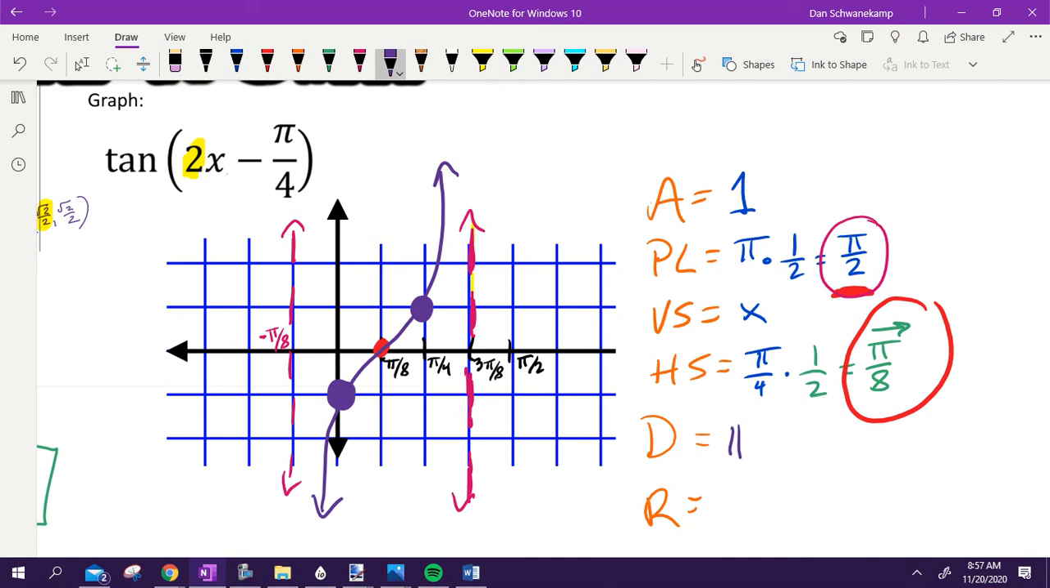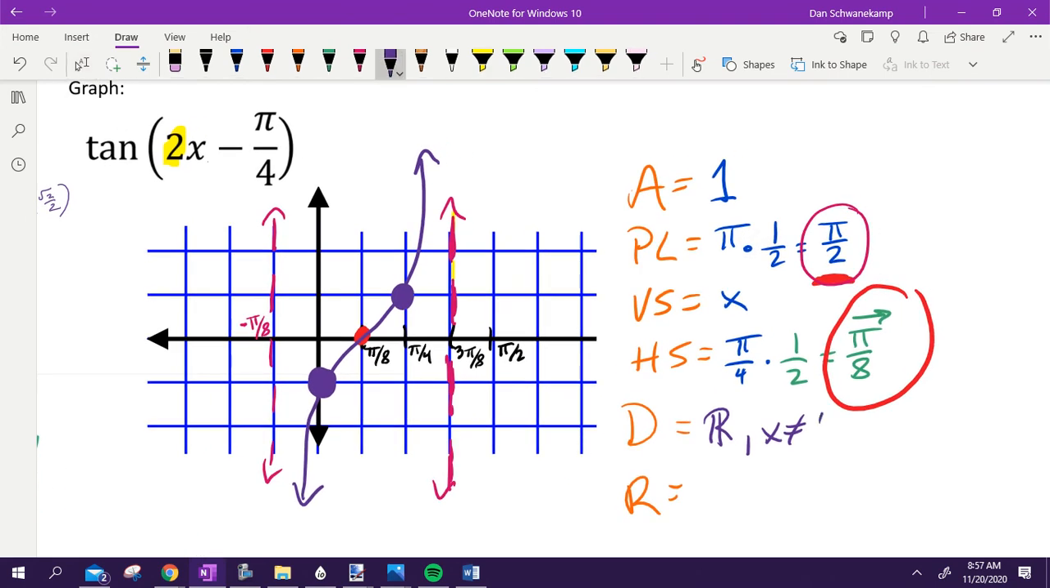Domain. All real numbers, but x can't be. Aaron H., what's something that x cannot be with my domain? It cannot be 3 pi over 8, because right there I have an asymptote line. And then I'm going to add to that the repeating pattern. How often am I going to have an asymptote? Pi over 2, because on a tangent and a cotangent graph, that's how often I'm going to have one. So plus pi over 2. N pi over 2, because it's going to keep repeating and repeating and repeating. Range, all real numbers. Questions there?